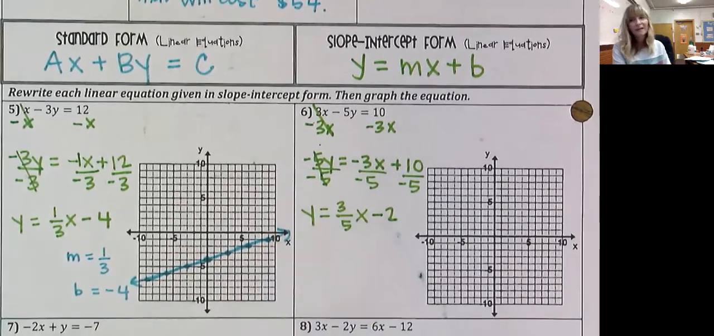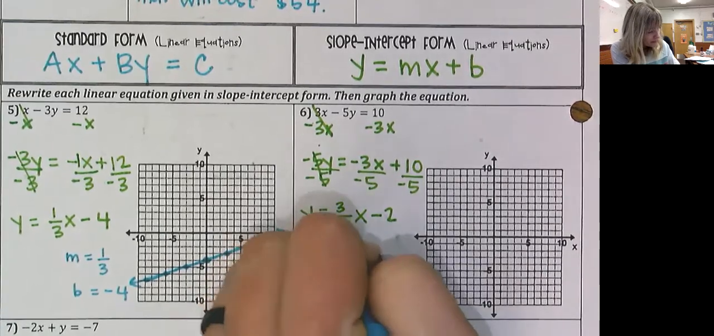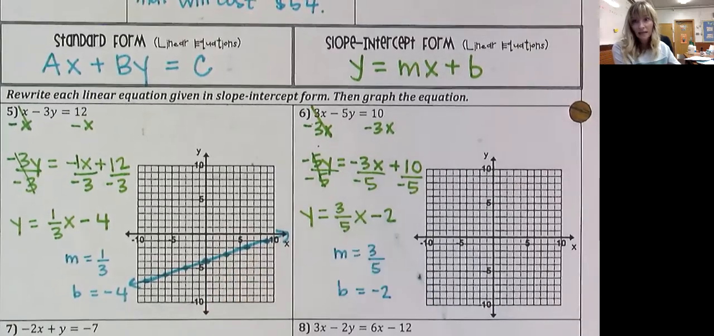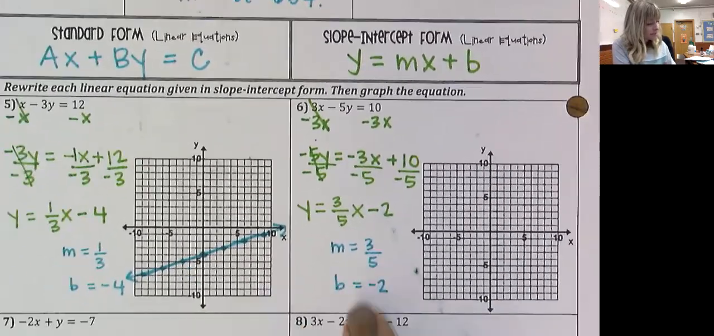Be really careful about your signs when you solve for y. That's the #1 mistake. And if you get those signs wrong, then when you try to write down your m and your b, those are going to be in the wrong places if you didn't pay attention to your signs. M is 3/5 and b is negative 2.